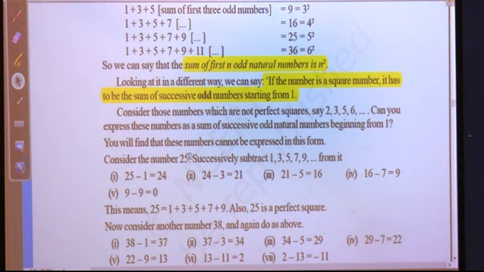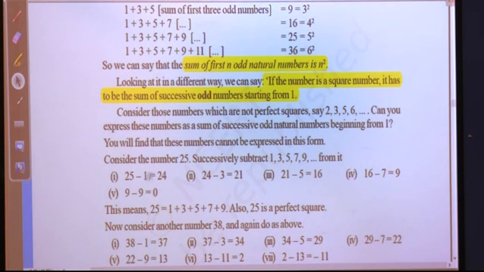Consider the number 25. Successively subtract 1, 3, 5, 7, 9 from it. What is 25? 5 squared. So, 5 odd numbers we have taken: 1, 3, 5, 7, 9. These are 5 odd numbers.